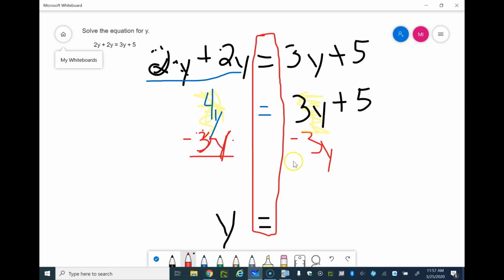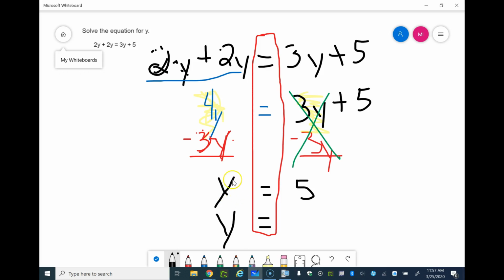So once I subtract both of these, notice what happens on this side. 3y minus the 3y, they just all cancel out. So then I just drop down the 5, which is left over. And then over here, I say 4 minus this 3, which leaves me with just y.